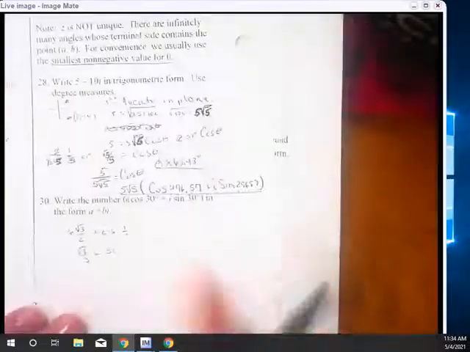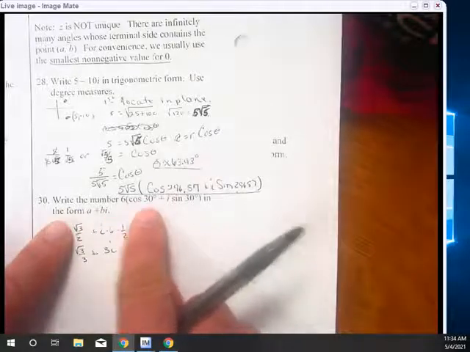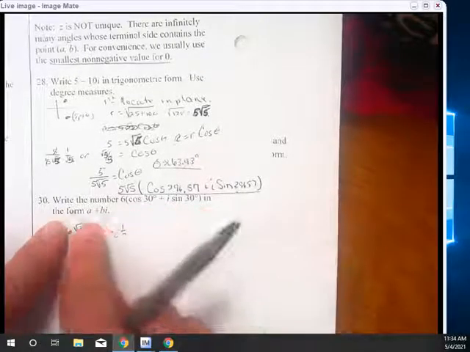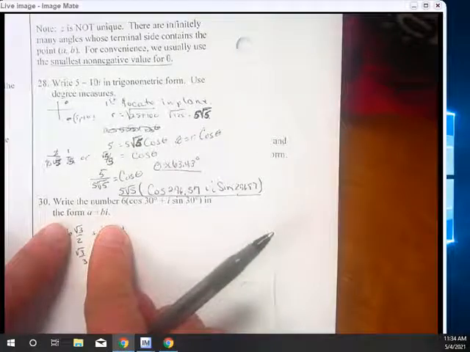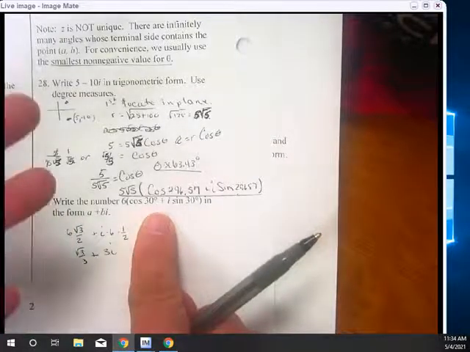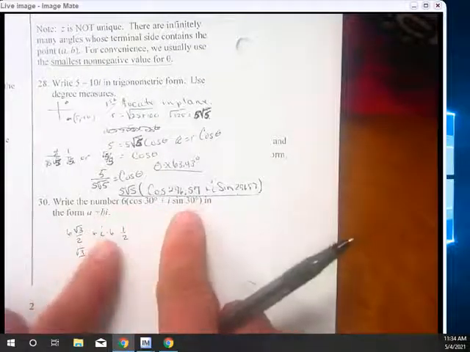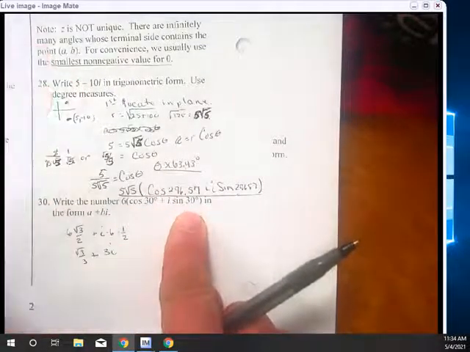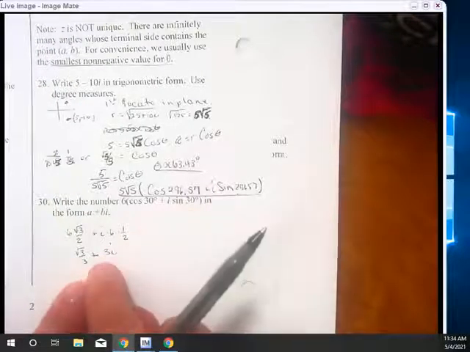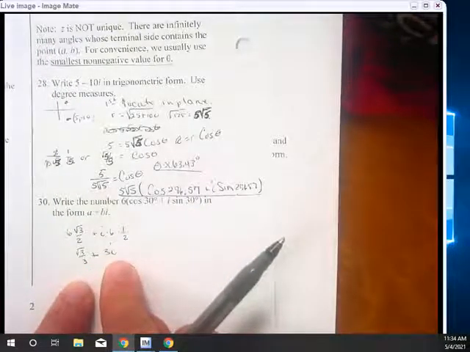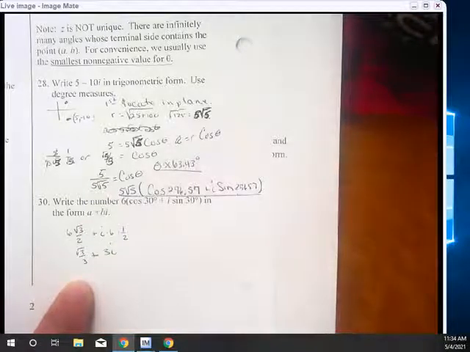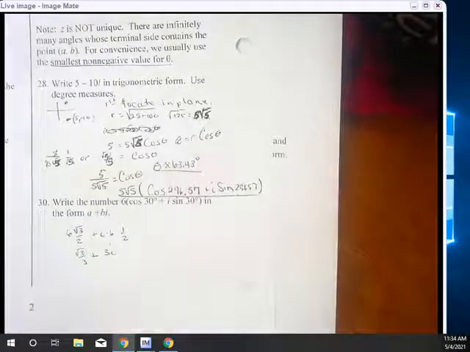If you're going in reverse, write the number 6 cosine 30 plus i sine 30 in the form of a plus bi. We would just need the a and b. The cosine of 30 is radical 3 over 2 times the 6, plus i sine of 30 is a half times 6. 3 radical 3 plus 3i would put it in complex form. Oh, and that's just it? Yeah. The ones that have your 30, 60, 90, 45, 45, 90 are probably going to be easier.